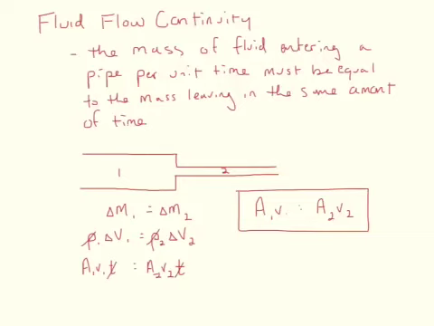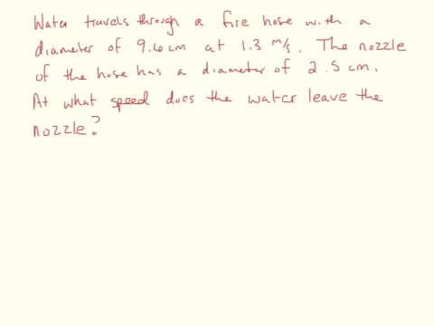Let's try a problem. Okay, for this problem we have a fire hose, and the diameter of that fire hose is 9.6 centimeters, and water is flowing through it at 1.3 meters per second. We have a nozzle on the end of the hose that has a diameter of only 2.5 centimeters, so we want to know what will be the speed of the water as it leaves the hose.